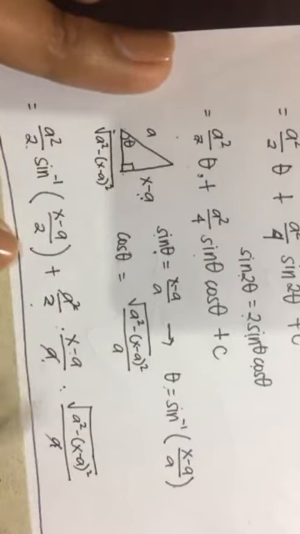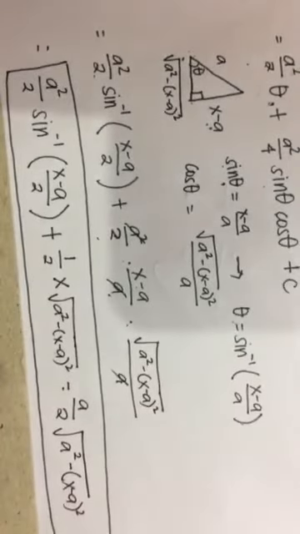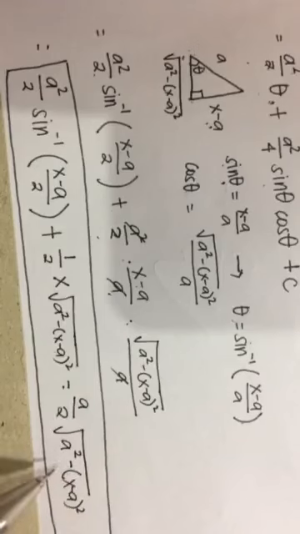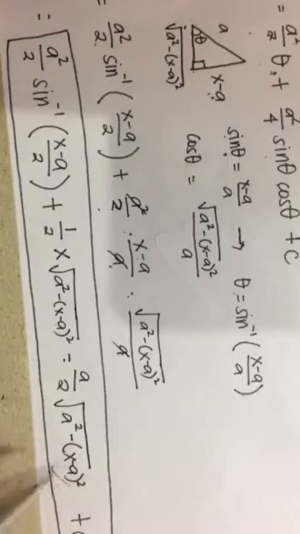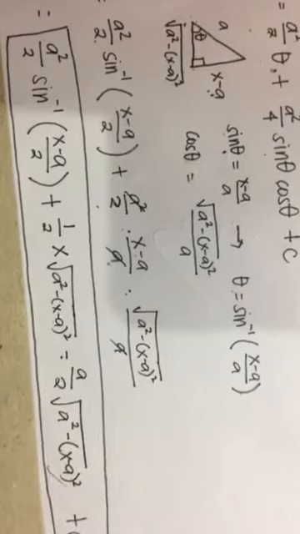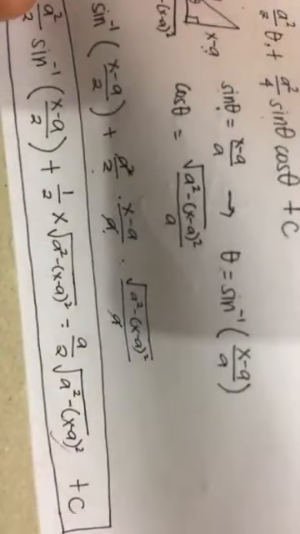In here, a squared cancels both the a's, and then it gives us this answer: a squared over 2 arcsine of x minus a over a, plus 1/2 x times the square root of a squared minus the quantity x minus a, squared, minus a over 2 times the square root of a squared minus the quantity x minus a, squared, plus c. And this is our final answer.